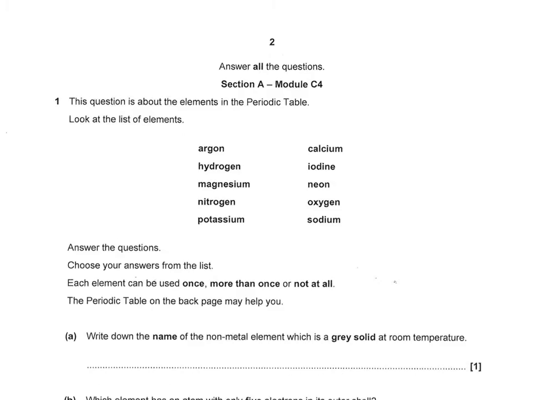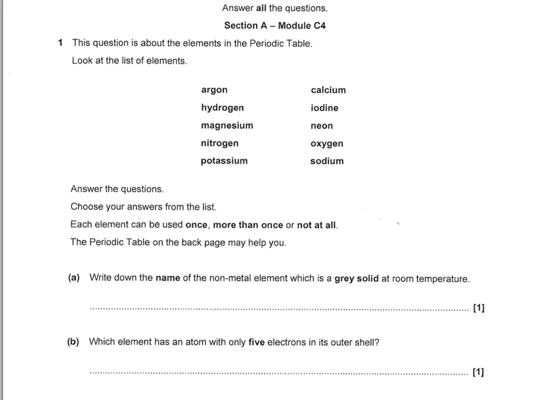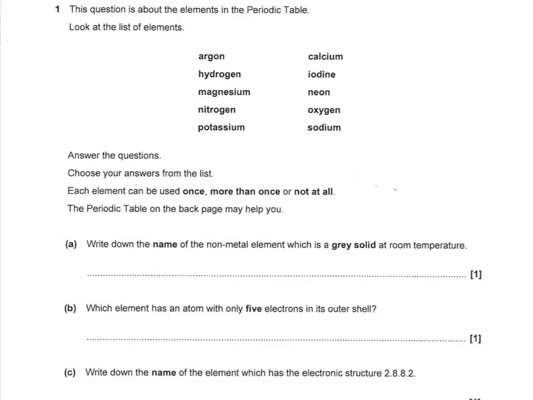Now on to the chemistry section. So first question says, this question is about the elements in the periodic table. Look at the list of elements. Answer the questions, choose your answers from the list, and you can use them once, more than once, or not at all, and your periodic table might help you here.